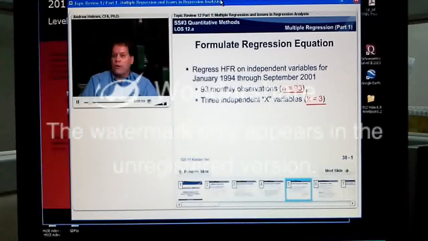So as we go through, you're going to see some examples later on, because we're going to go back to ANOVA and those types of things, and you're going to want to remember this. N is 93 and K is equal to 3. And the data actually runs January 94 through September 2001, but it could be any period, all right? So the N and K, you're going to see some variables described in terms of N and K, so you'll want to keep that in mind as we go through.